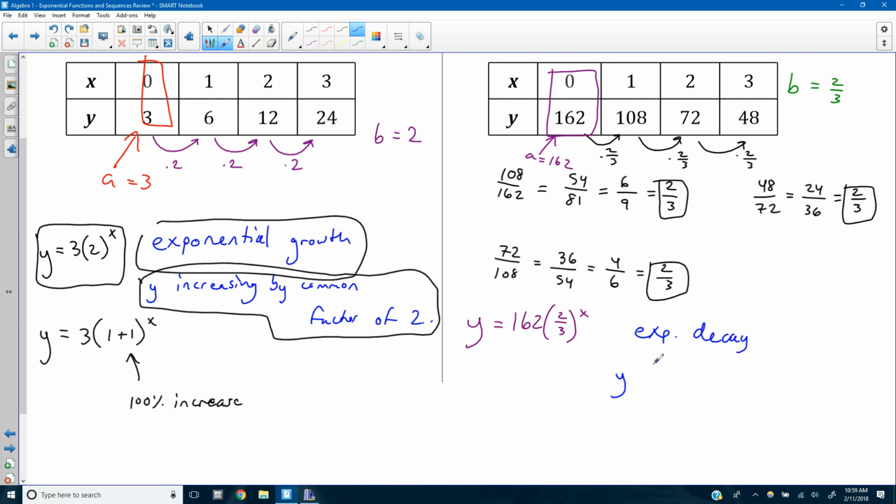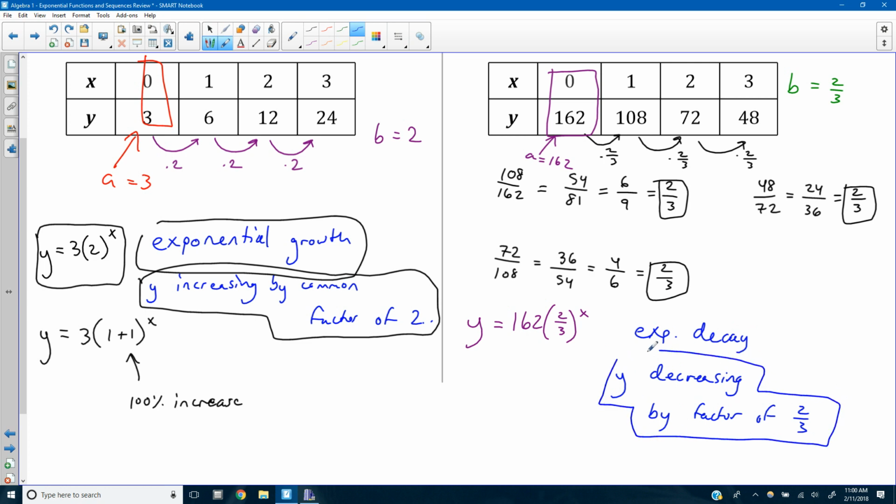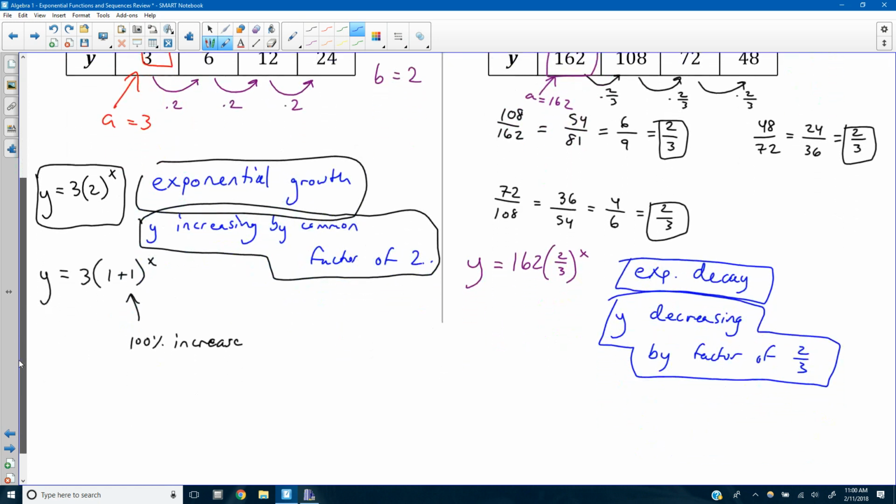Exponential decay because y is, I don't want to say increasing. I mean, y is technically decreasing, but I don't want to say decreasing as in divided by. Y is decreasing by a factor of 2/3. You're taking 2/3 of your previous number. That is what exponentiality is all about. Exponentiality is all about multiplying by the same number over and over. That's all it means. Don't make it more confusing than it should be.